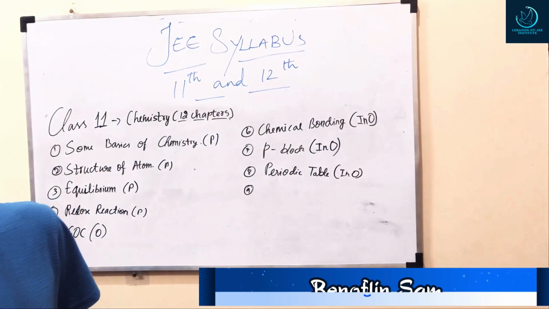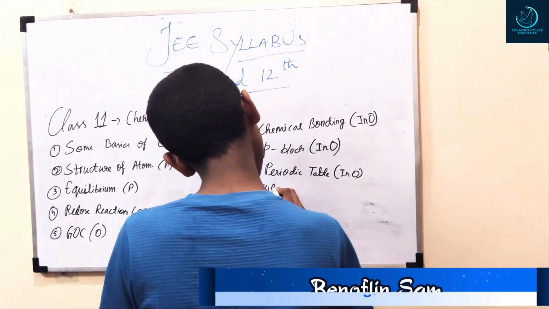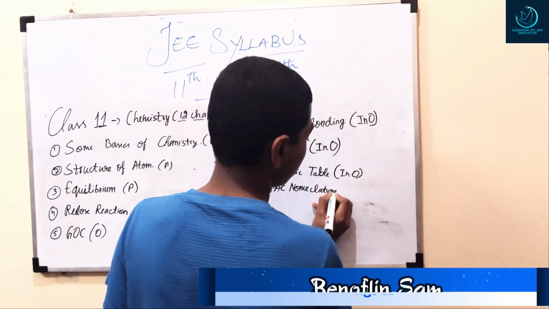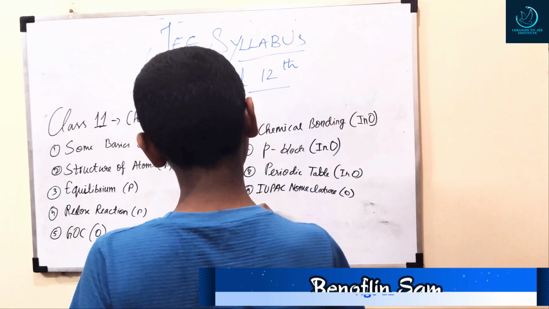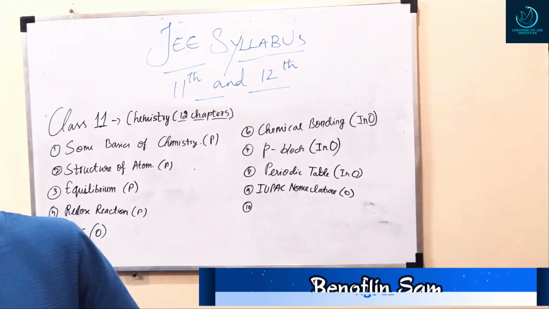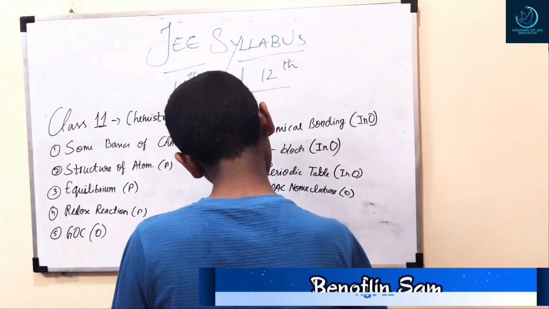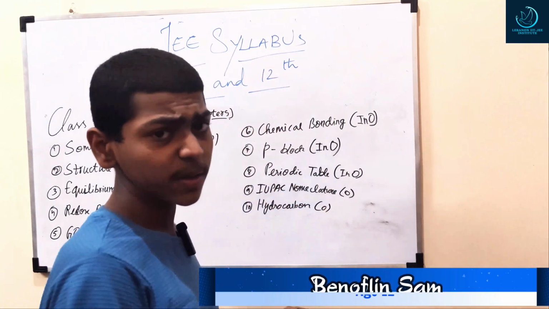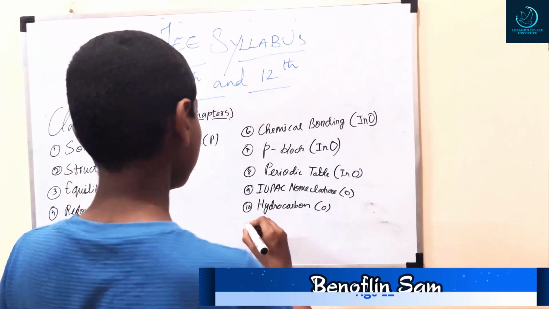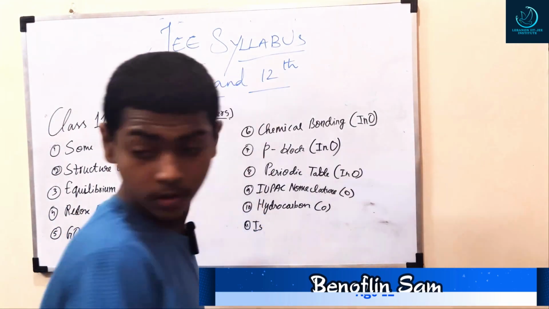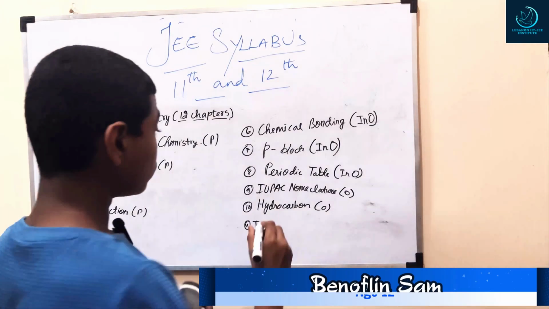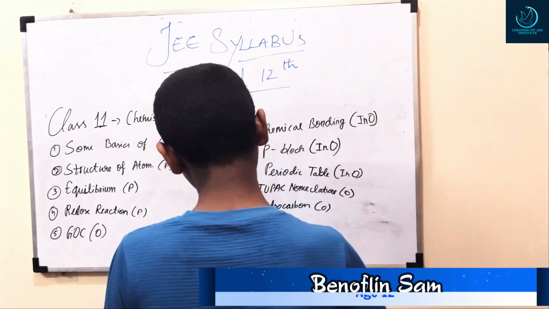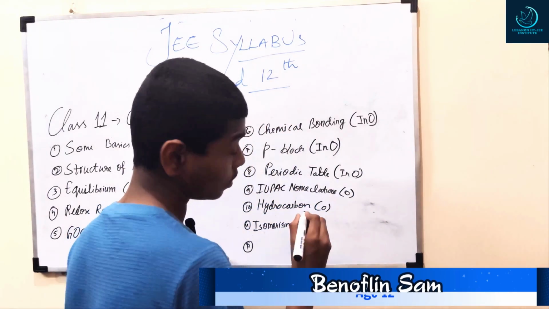Ninth one you're going to study is IUPAC nomenclature, that is organic chemistry. 10th one is hydrocarbon. This one is again organic chemistry. 11th one is isomerism. That is organic chemistry too.